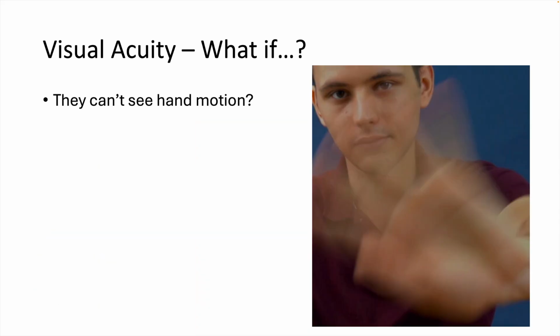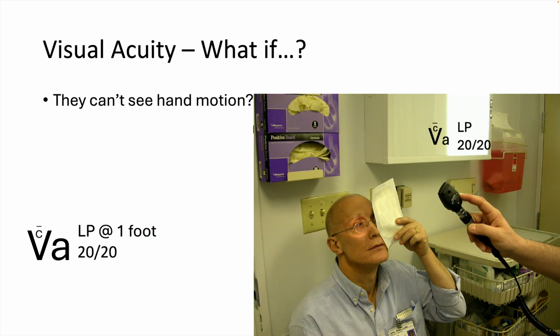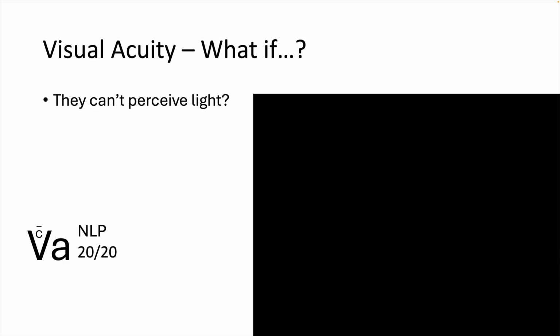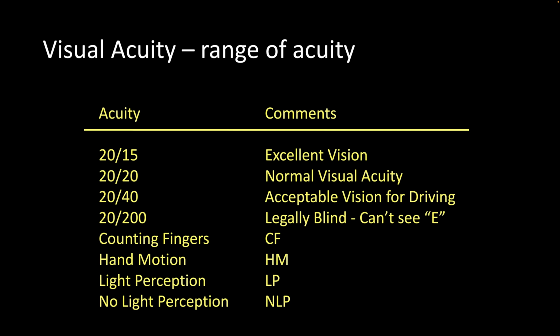What if the patient cannot detect hand motion? If they cannot detect hand motion, then determine if they can detect light perception by moving a light in their field of view. If they cannot perceive light, this is bad and is designated as NLP or no light perception. This chart depicts the range of visual acuity from excellent vision to no light perception. You should know this chart.